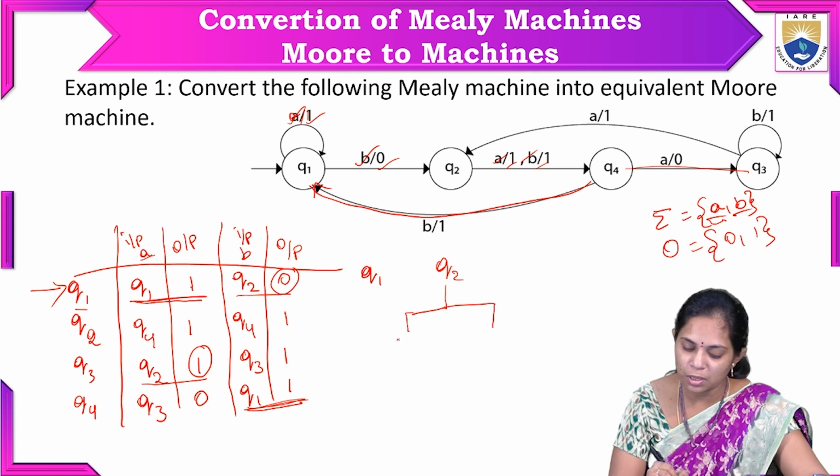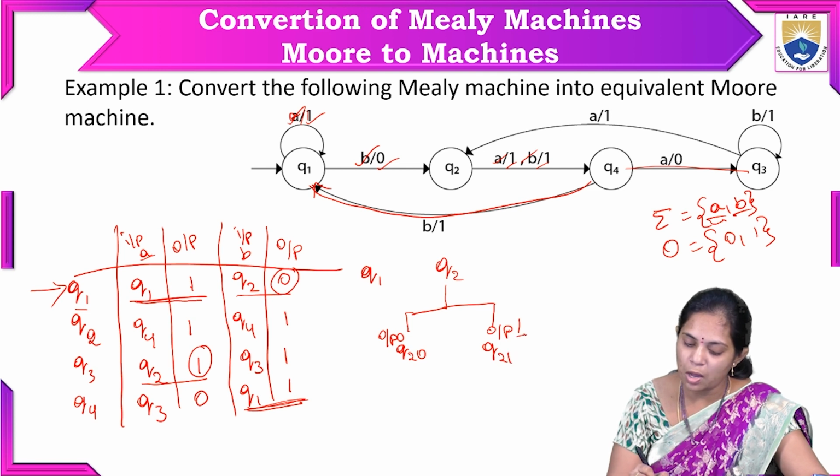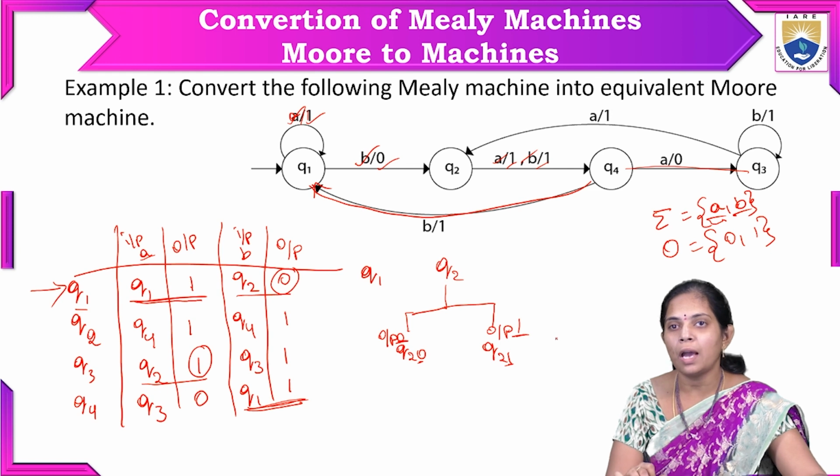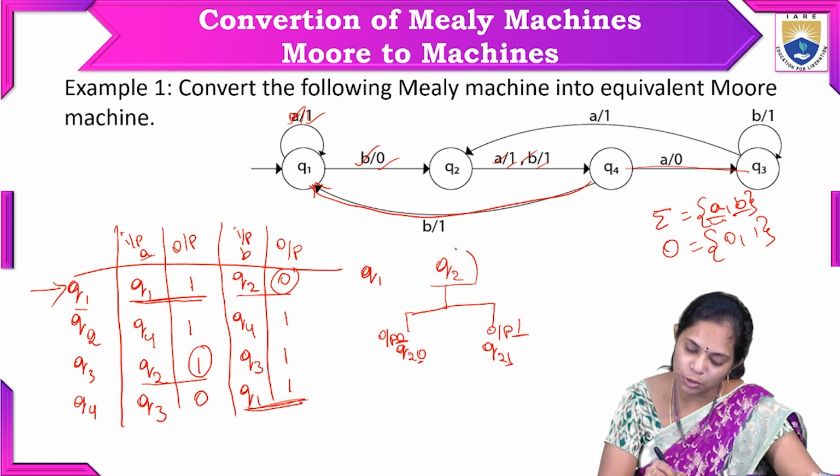So two outputs, 0 and 1. With the 0 output, Q2, how to define that one? Q2 0 and Q2 1. So this is the output. We have to mention it with the next digit as an output.